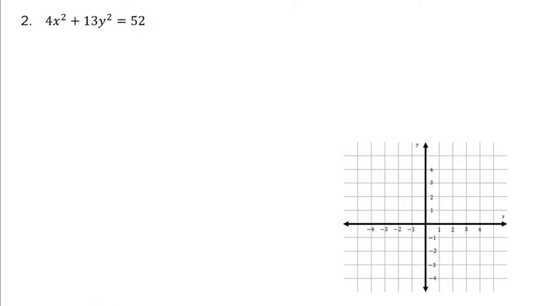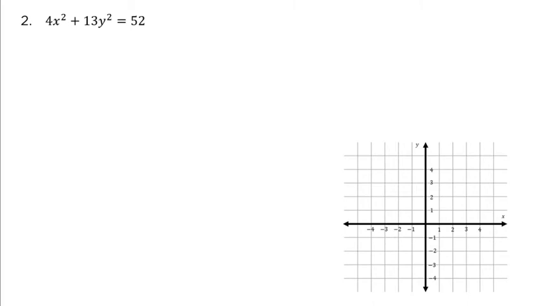Ngayon, for problem number 2 naman, we are given 4x squared plus 13y squared equal to 52. So this equation is not yet in standard form. So we need to transform this one in standard form. So what we are going to do is here, diba sa standard form, dapat ang right-hand side ng equation is equal to 1. So we need to make the right-hand side of the equation here equal to 1. So what we are going to do is to divide both sides of the equation by 52. And by that, we can make the right-hand side equal to 1.